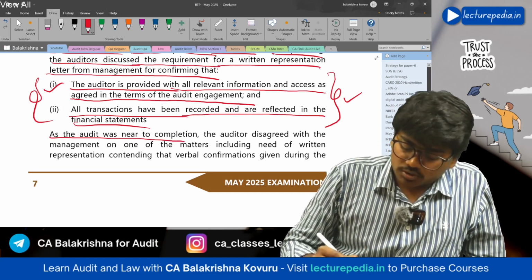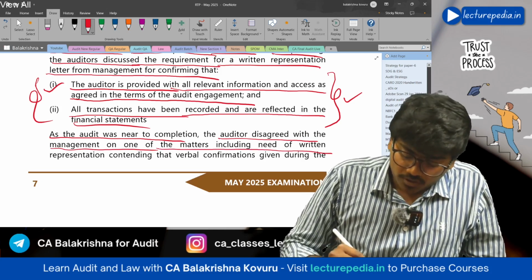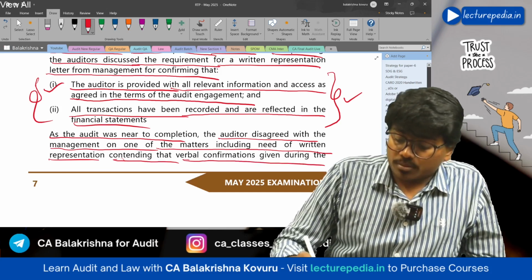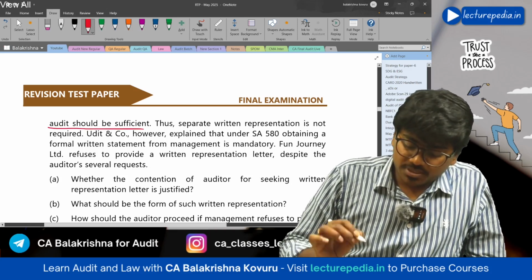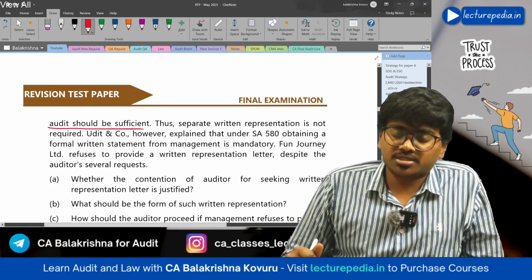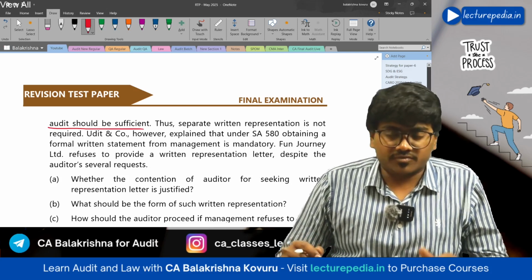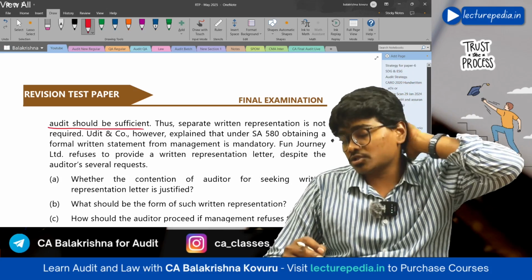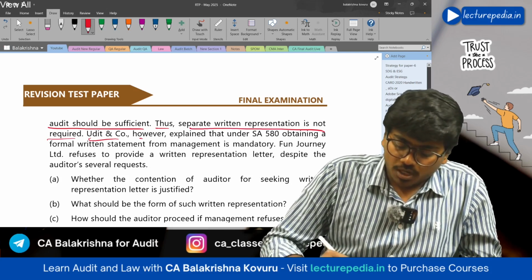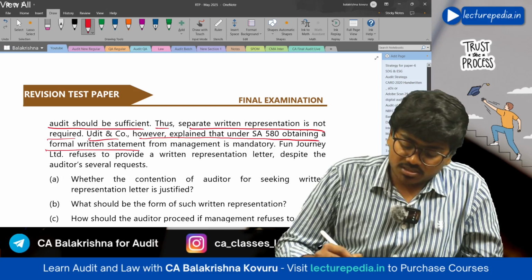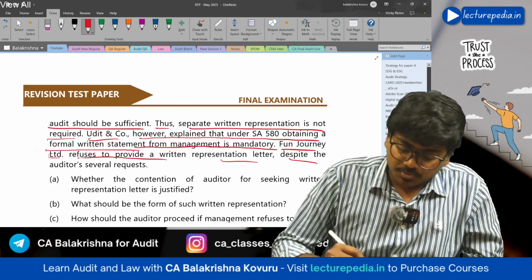Now, as the audit was near completion, the auditor disagreed with the management on one of the matters, including the need for written representation, contending that verbal confirmations given during the audit should be sufficient. Management is saying that we will not give written representation; the verbal representations that we have given during the audit are sufficient. But the auditor is not agreeing, because as per SA 580, the auditor should obtain written representation from the management. Thus, separate written representation is not required, said management. Udit and Co, however, explained that under SA 580, obtaining a formal written statement from management is mandatory. Fund Journey Limited refused to provide a written representation letter despite the auditor's several requests.